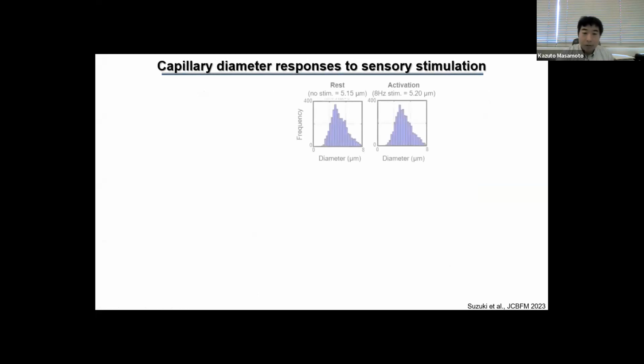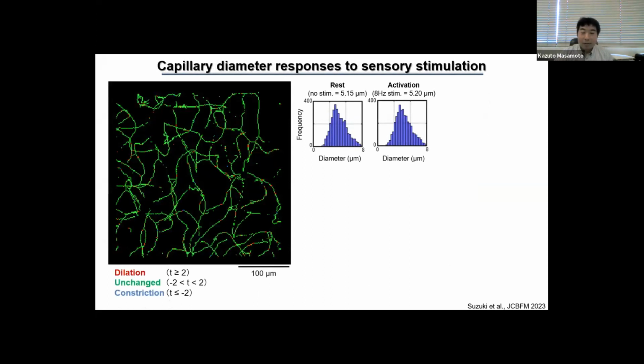Then if you look at the capillary diameters all together in a histogram, at 8 Hz stimulation the mean number increases slightly, but it is almost the same, right? And then we tried to separate where is dilating and where is constricting.